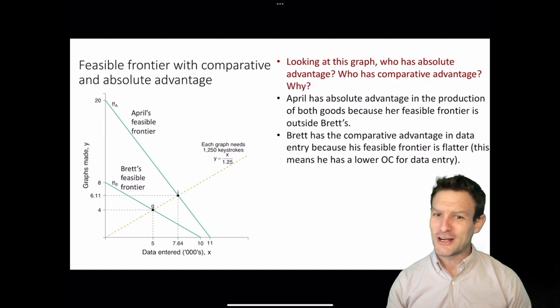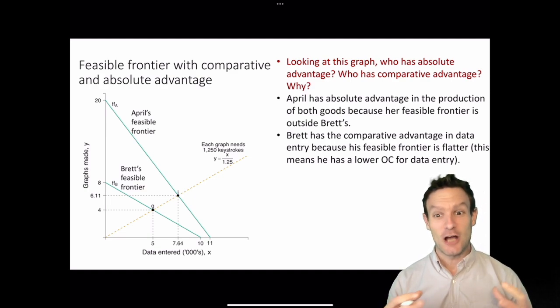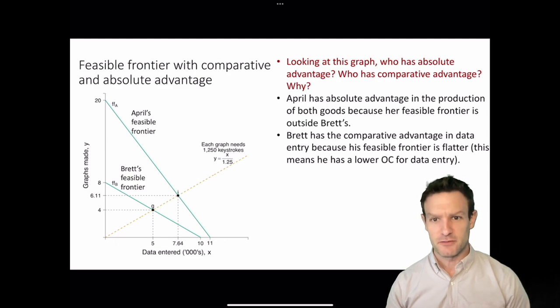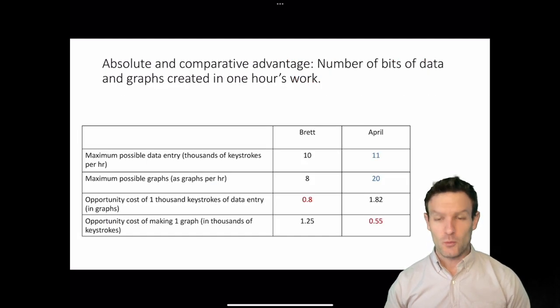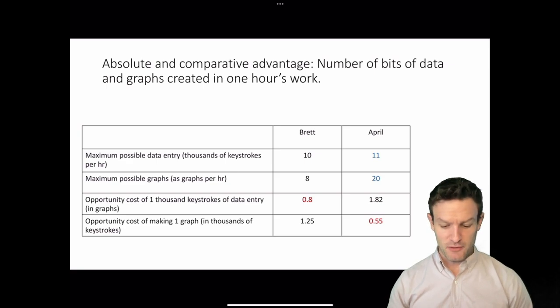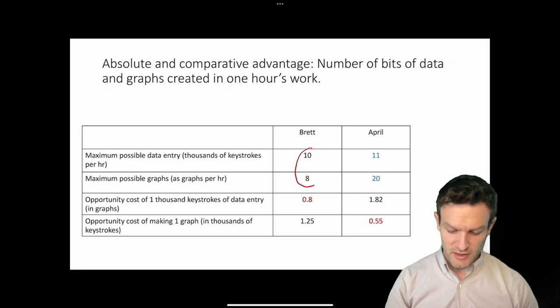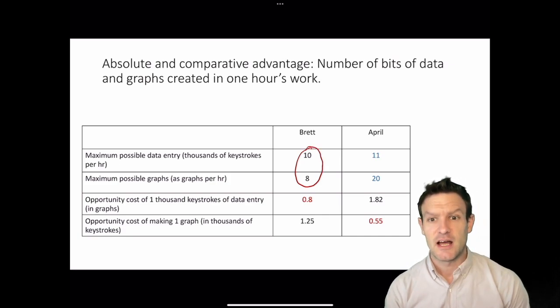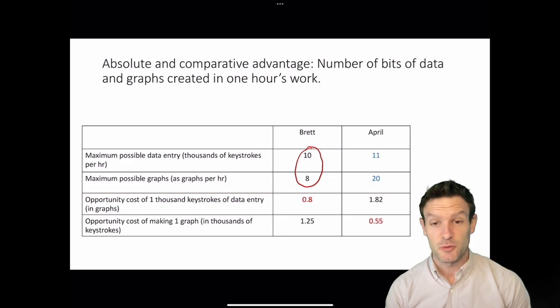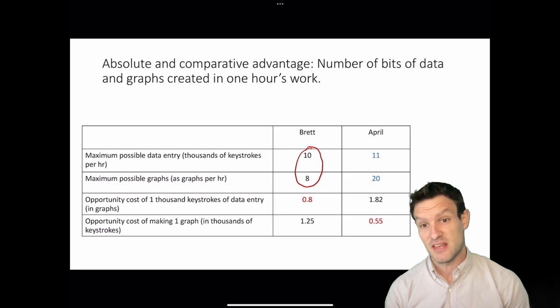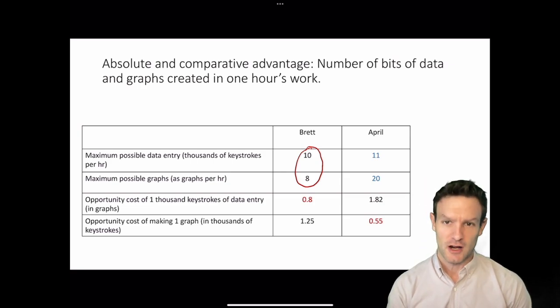But think for the moment, what are we trying to do? We're going to identify the opportunity costs for the two of them of their respective components. To do that, we're going to use this table. This table is summarizing some data that we have in the figure, and then we're also going to unpack how we get to the opportunity costs in a moment with some mathematics. The first thing we want to see is each of their intercepts from our graphs. When we have maximum possible data entry in terms of thousands of keystrokes, Brett could enter 10,000 keystrokes in 1 hour, and he could make 8 graphs in 1 hour.